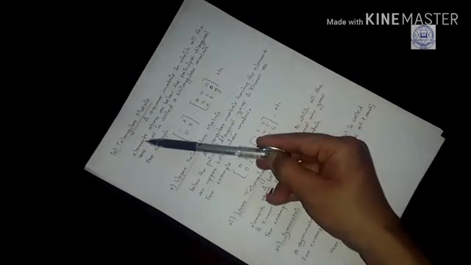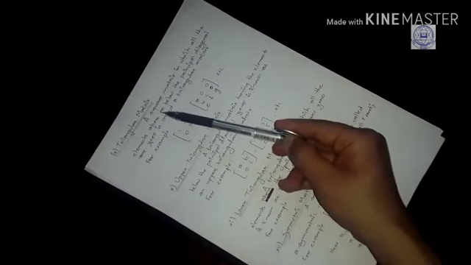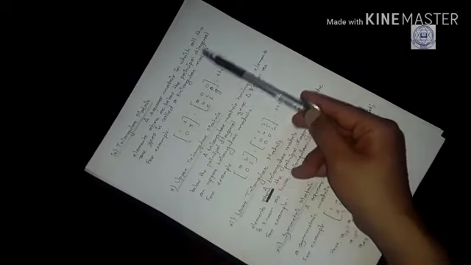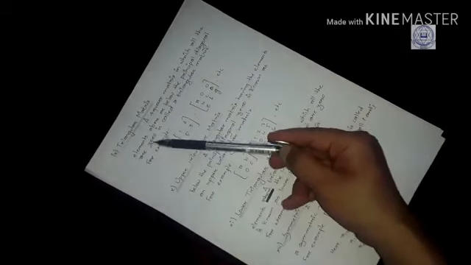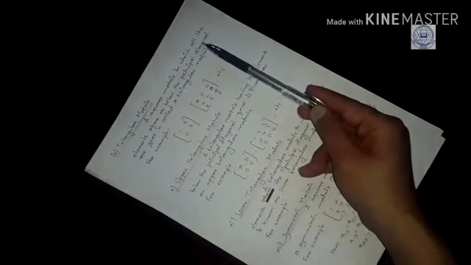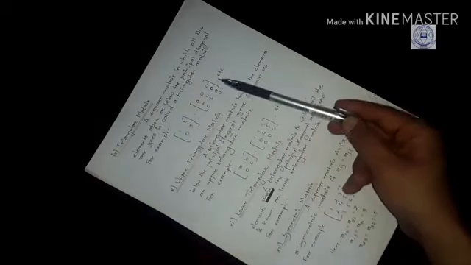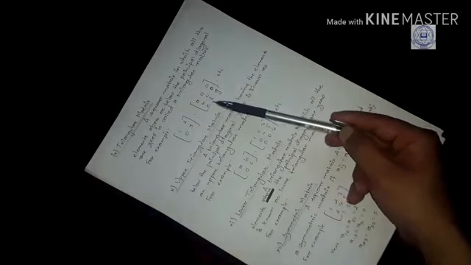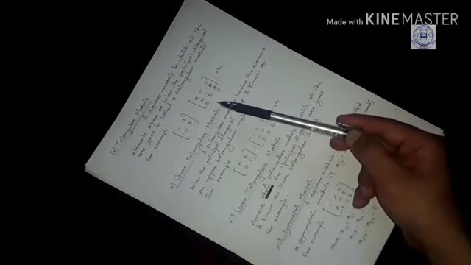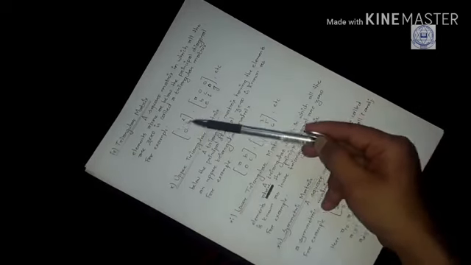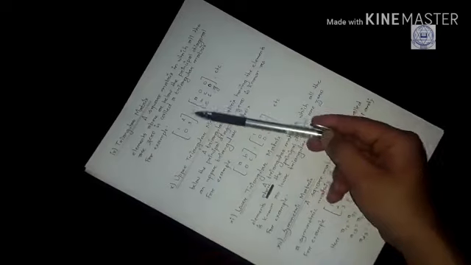A square matrix in which all the elements above or below the principal diagonal are 0 is called a triangular matrix. You can see with the help of the example, it is very clear, isn't it? So see, it forms a triangle here, it forms a triangle here.